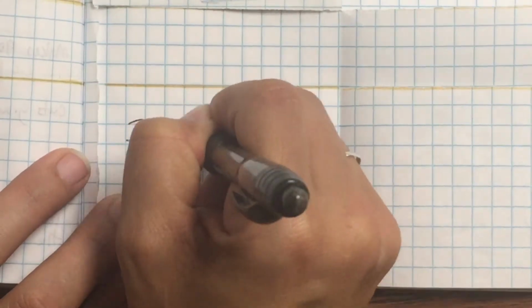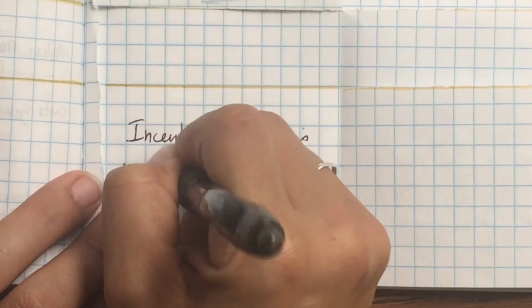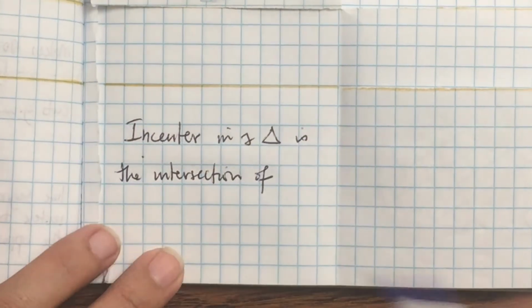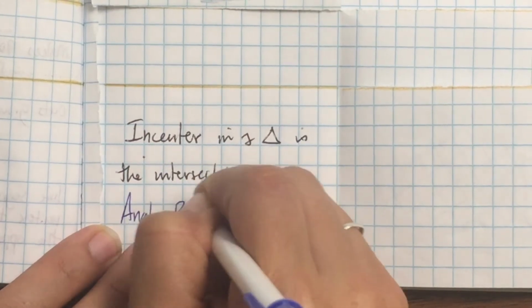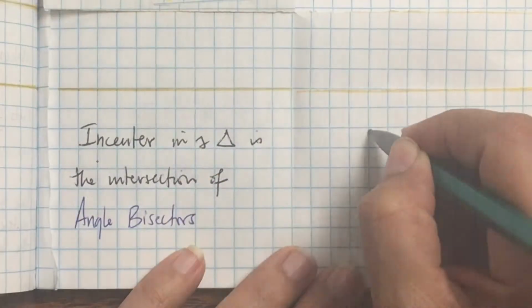The incenter, the last one. Incenter in a triangle is the intersection of the angle bisectors. What is an angle bisector? I don't remember. So turn back. It cuts an angle in half.